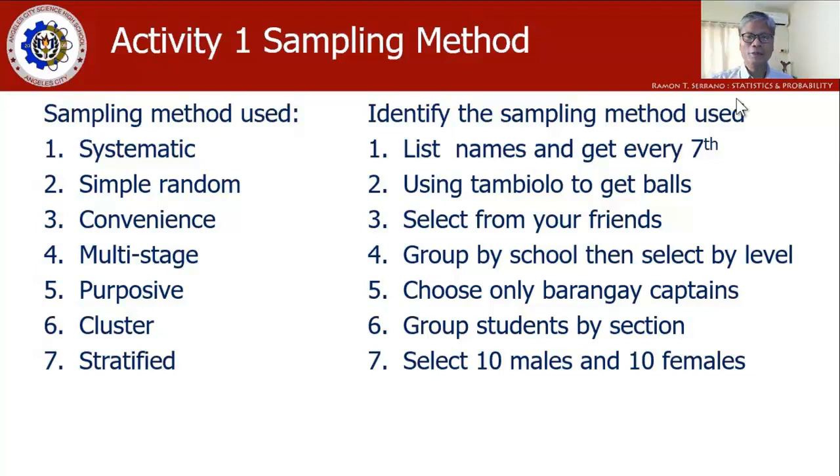And then the next one, you group students by section. Remember, by sections, so they all belong to one class. And so they are clustered, and therefore cluster sampling. And then the last one, you select 10 males and females. You group them into males and females, and that's considered already 2 strata, and therefore stratified sampling. Very simple, right? I hope you got it all correctly, and I am not sure who is the winner, so let's check on that later.